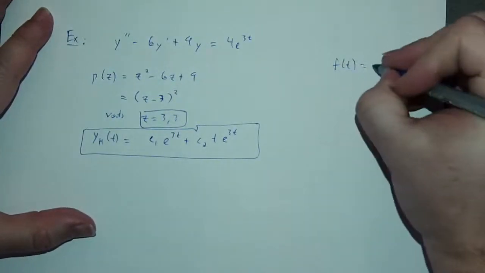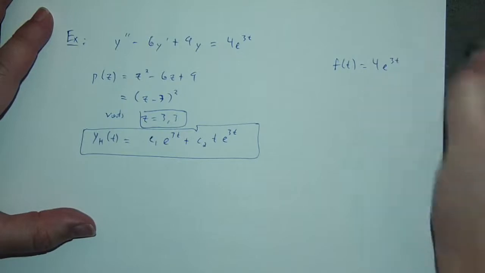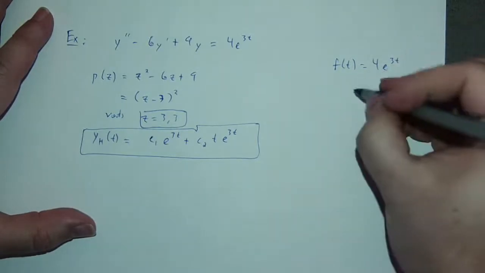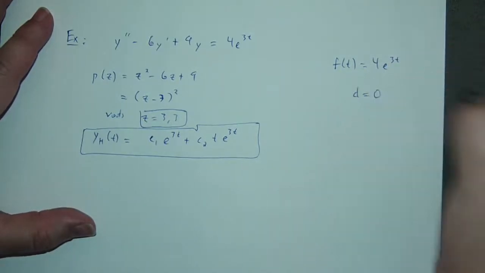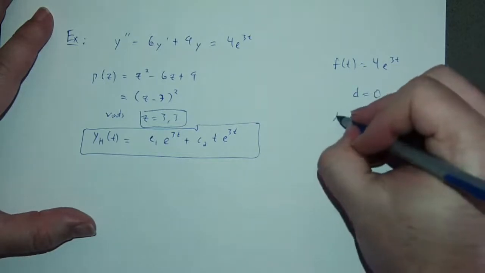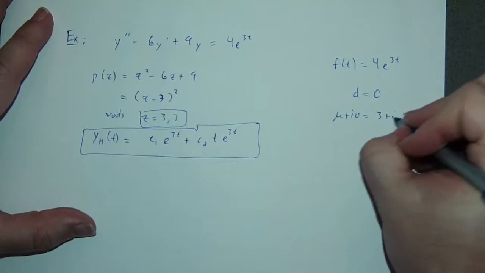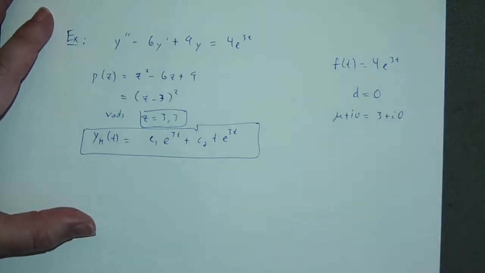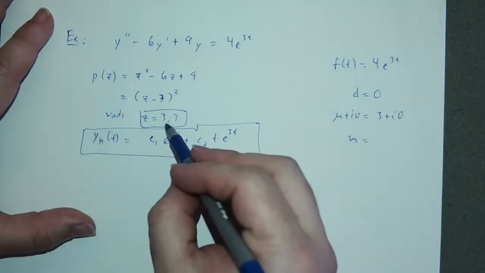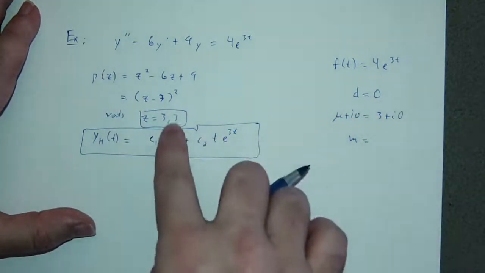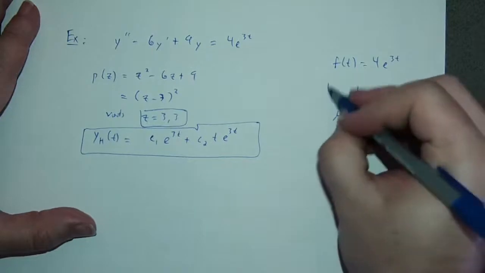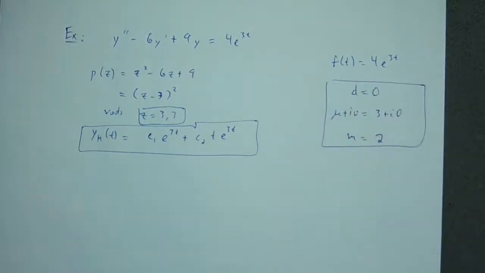So f of t in this case is 4e to the 3t. The degree is again 0. The characteristic mu plus I nu is 3 plus I 0, so it's just 3. So then what's the multiplicity? Well, the characteristic is 3. 3 is a root of the characteristic polynomial, and its multiplicity is 2. So multiplicity of f is 2.